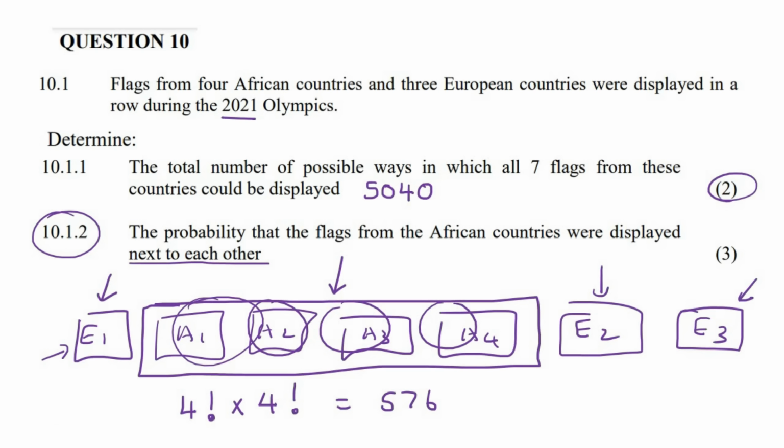Now they said the probability. So you could say 576 out of the total number of ways that these flags could be arranged. And if you just type that on the calculator, let it simplify, 4 out of 35.